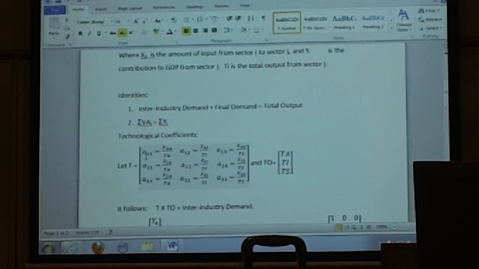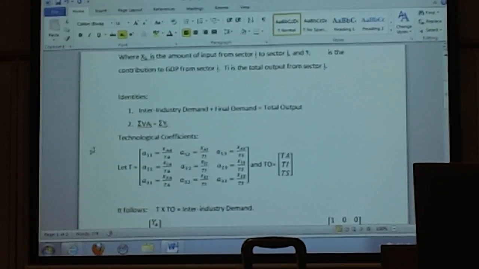Now, we talk about these technological coefficients. A11 is XAA divided by TA. So let's take a look again.